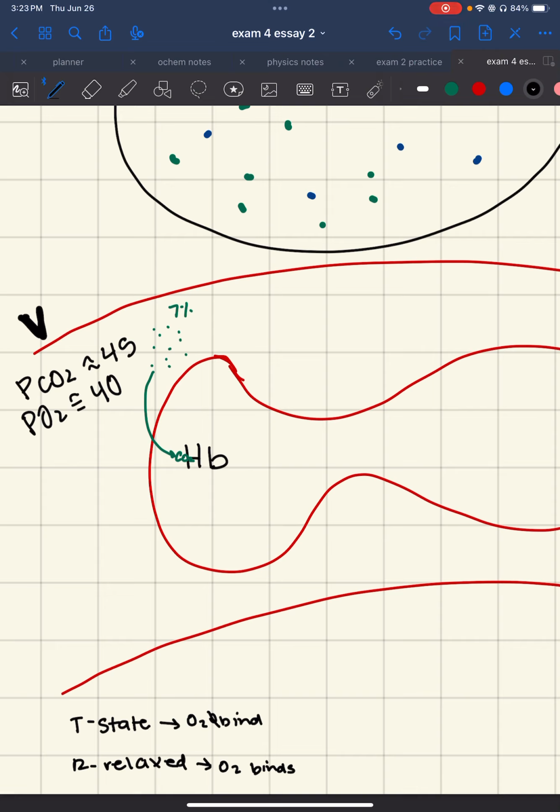But I'm pretty sure that's right. Yeah, so we have the T state and we have the R state. And when we bind CO2 to hemoglobin, we change the state and we make it so that oxygen cannot bind. So we literally kick oxygen off of the hemoglobin. We tell it to leave.